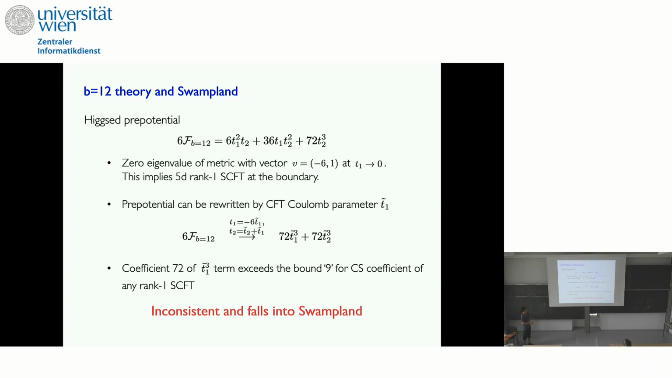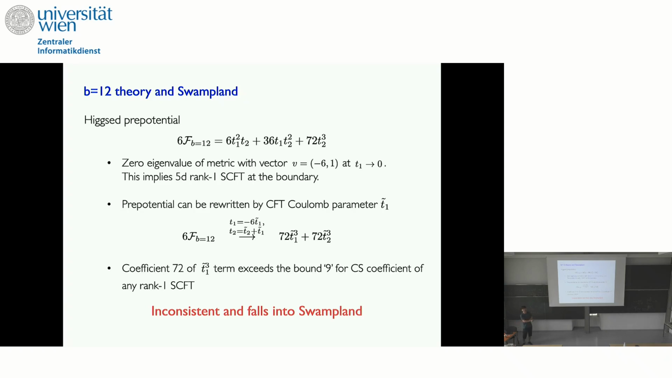So this means this theory with SU2 gauge group is inconsistent because it doesn't have a well-defined Higgs branch limit. So Higgsing must be allowed. So this theory in 6 dimensions itself is inconsistent, and it falls into the Swampland.